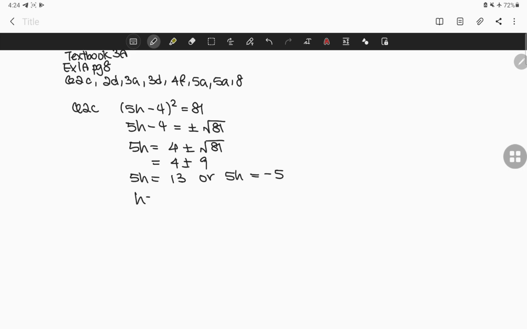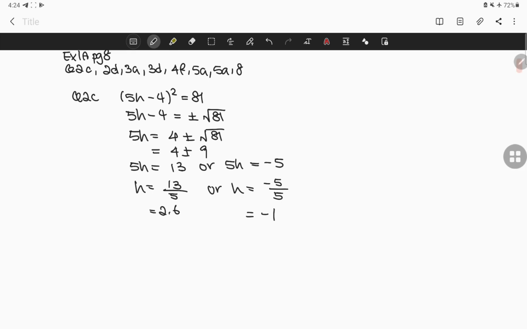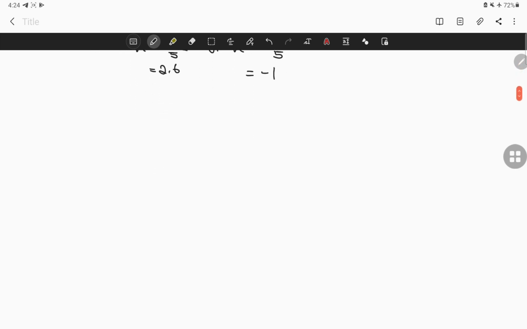So h would then be equal to 13 divided by 5, or it can also be equal to negative 5 divided by 5, and this would give us negative 1. So you can either leave h as 13 over 5, or you can write 2.6. So this is question 2c. Let's now move on to question 2d.